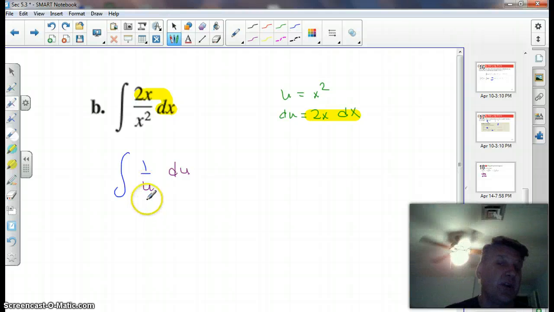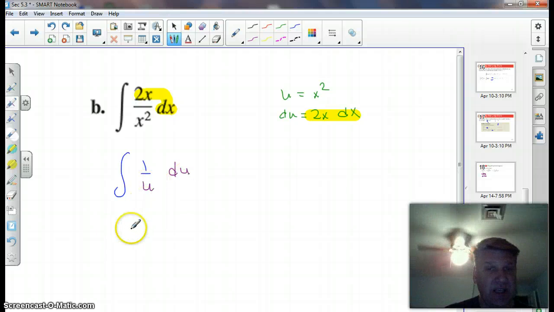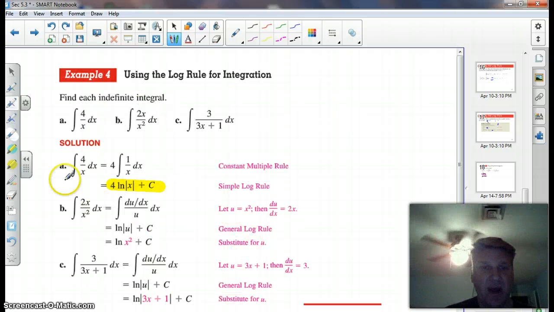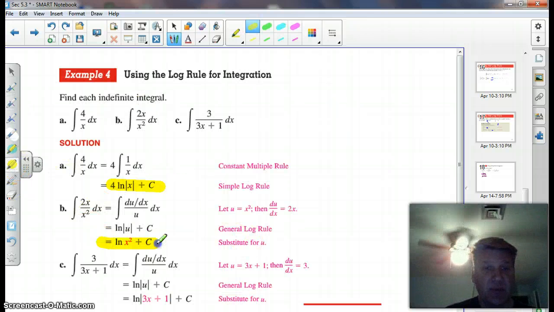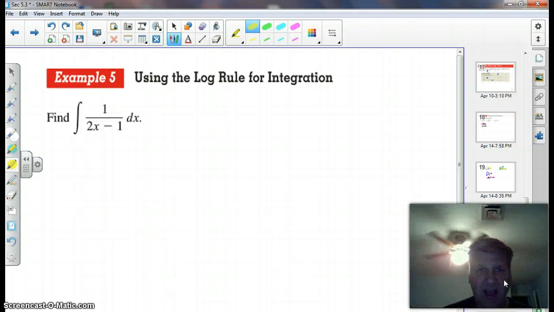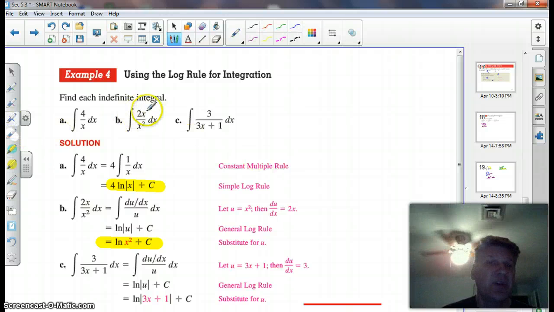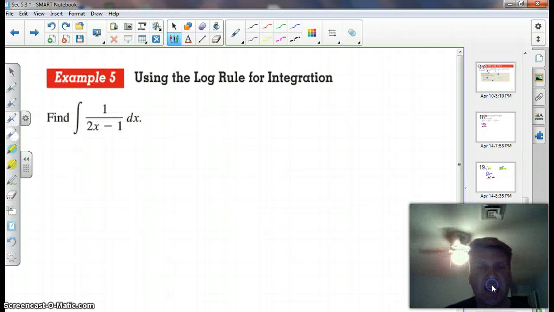The integral of 1 over u du is just the natural log of u. Now I'm going to replace u back with x squared and tag on a plus c. Boy, I botched that one, but hey, looks like we did pretty good. The ln of x squared plus c. So that one was tricky because, again, it was baiting you to reduce the fraction, and I would recommend you do not do that.